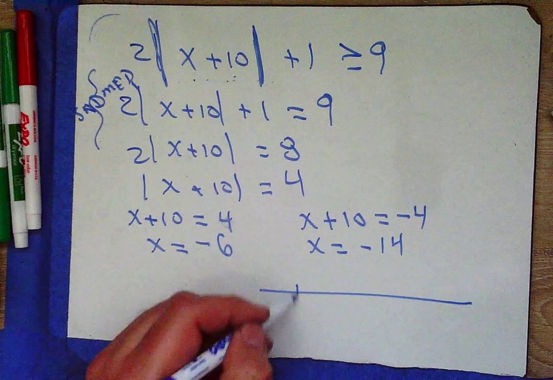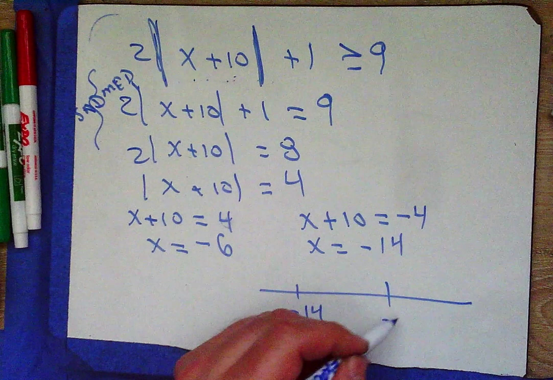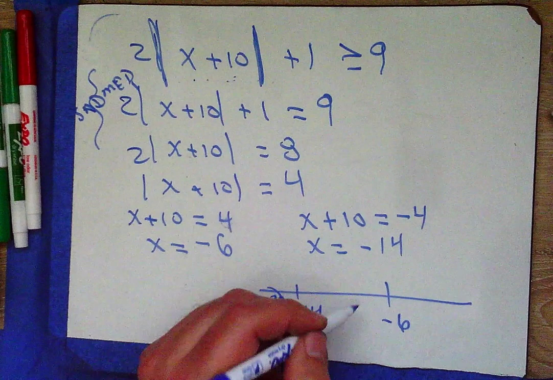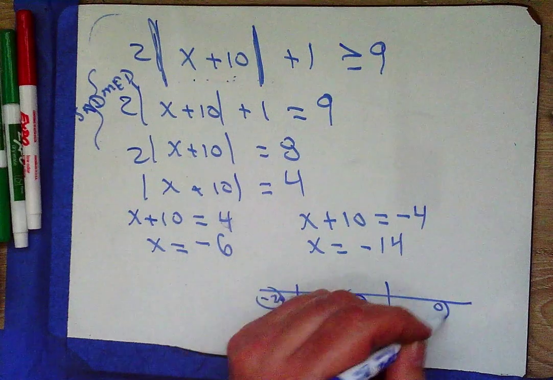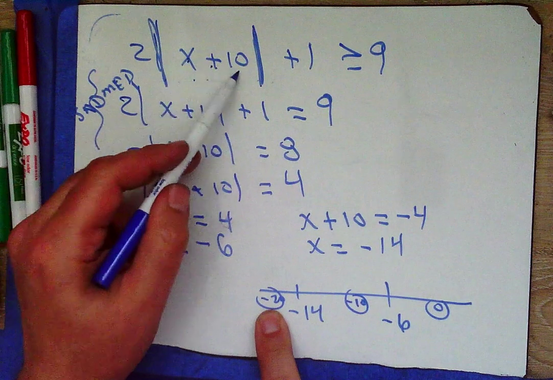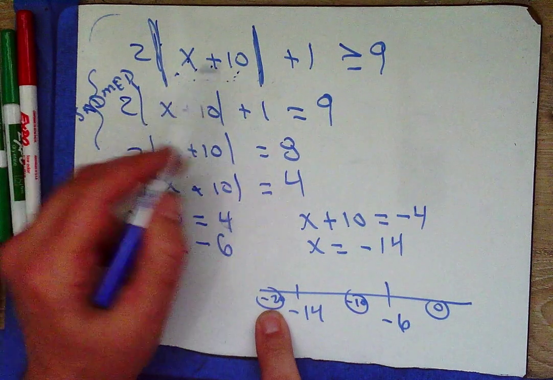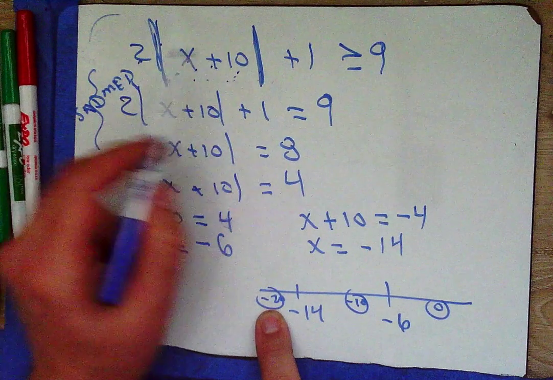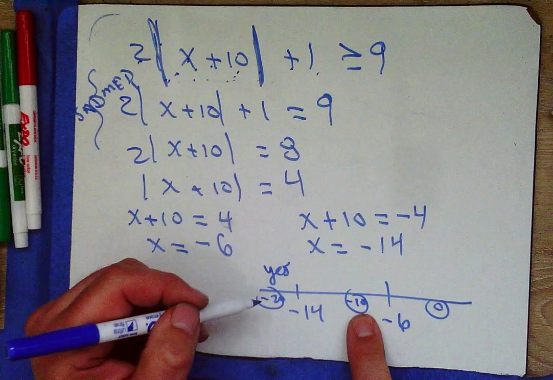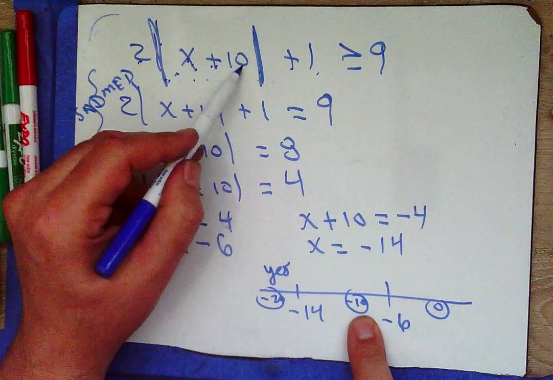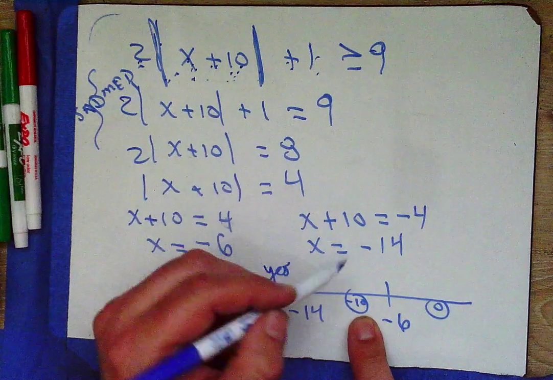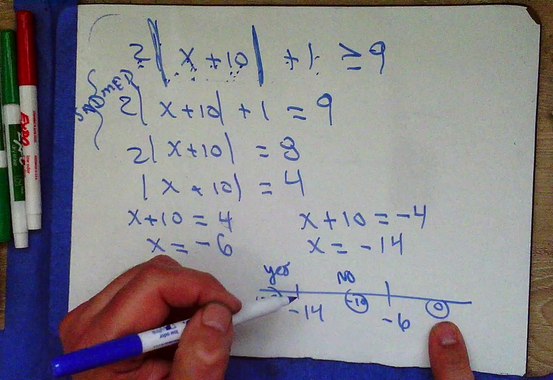I take my critical numbers and put them on my number line, and then I test the intervals. I got negative 20, negative 10, and 0. So if I plug a negative 20 in here, negative 20 plus 10 is negative 10, the absolute value of negative 10 is 10. 10 times 2 is 20, 20 plus 1 is 21. Is that bigger than 9? Yes. Now I'll plug in a negative 10. Negative 10 plus 10 is 0. So 2 times 0 is 0. 0 plus 1 is 1. Is 1 greater than or equal to 9? No.